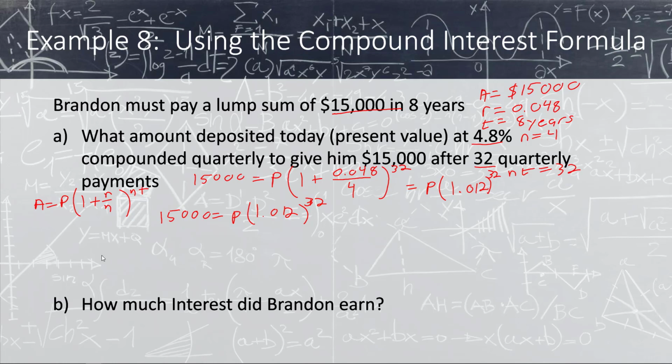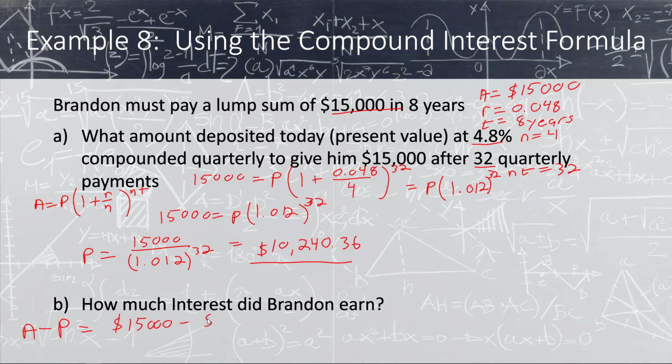Since we're solving for P, we can rewrite this as P equals 15,000 divided by 1.012 raised to the 32nd power. And when you do that math, you will find that P is equal to $10,240 and 35 cents. Okay, great. That is our answer. Now, how much interest did he earn? Well, that will be the difference between the amount he received, which is A, minus the amount that he put in, which is P. He received $15,000.